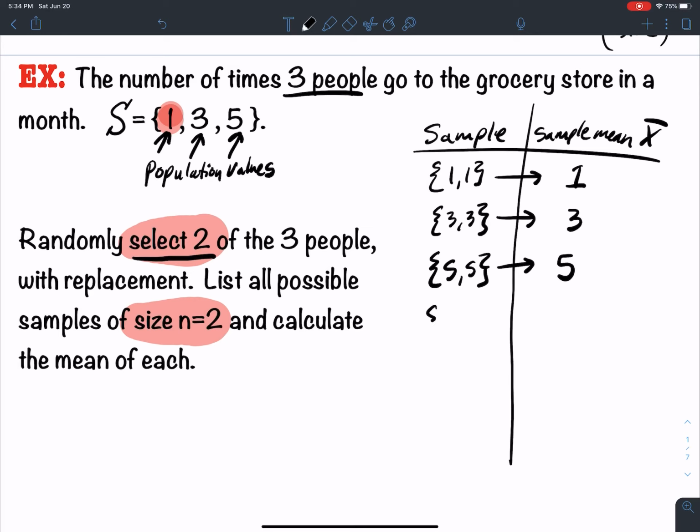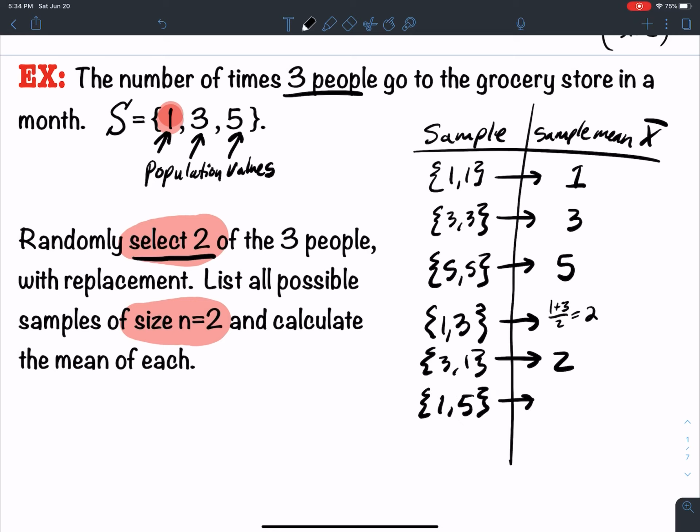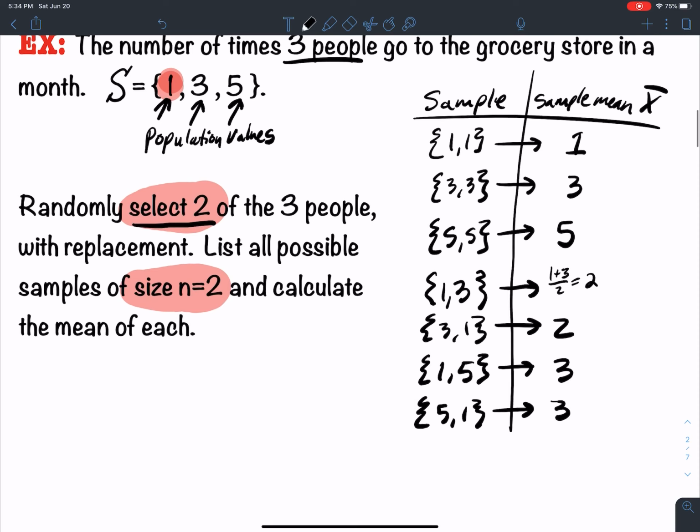But now I could pick what? I could pick a 1 and a 3. Average of 1 and 3, well, 1 plus 3 divided by 2, that's 2. I could also pick a 3 and a 1, so that's going to get me 2. I could pick 1 and 5, and that average gets me 3. I could pick 5 and 1, and that average gets me 3.